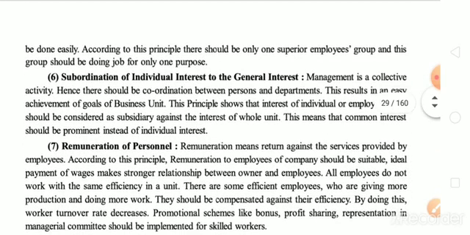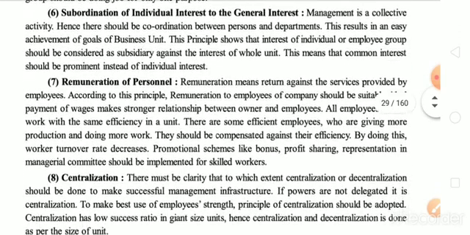And lastly, in the sixth point, we discussed subordination of individual interest to general interest. It means whenever we are talking about the benefit of a whole unit, we have to sacrifice our personal interest for the benefit of the whole team.